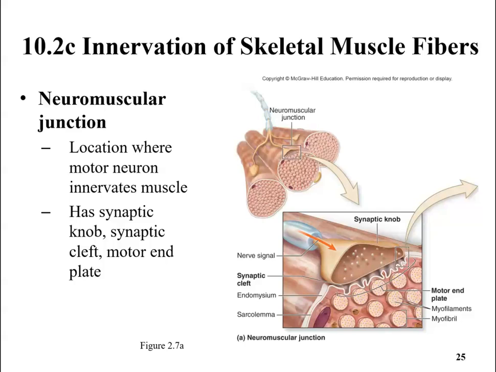The neuromuscular junction. So this is going to be the location where the motor neuron innervates muscle. It has a synaptic knob, which is sort of this swelling here at the end of the axon. It has a synaptic cleft, which is the space between the neuron and the muscle cell. And then it has the motor end plate, which is just a fancy term for this part of the sarcolemma that communicates with the axon.